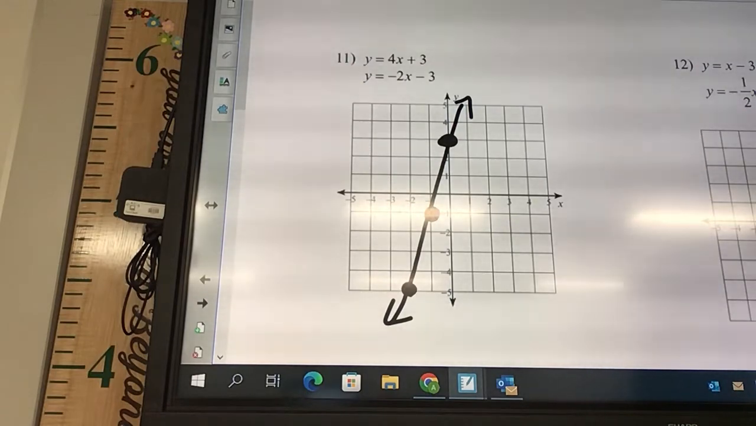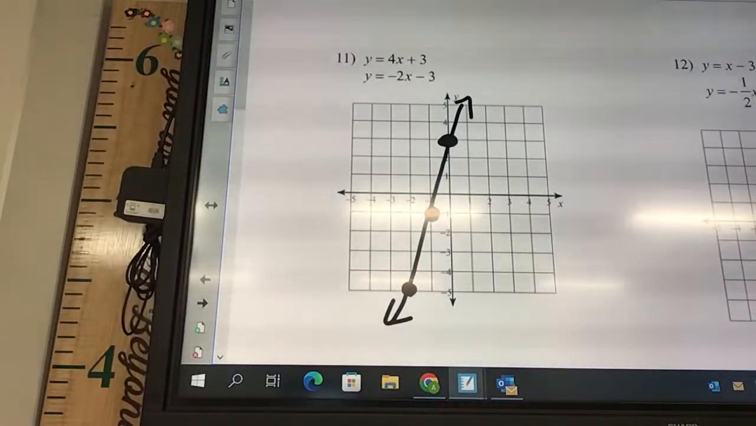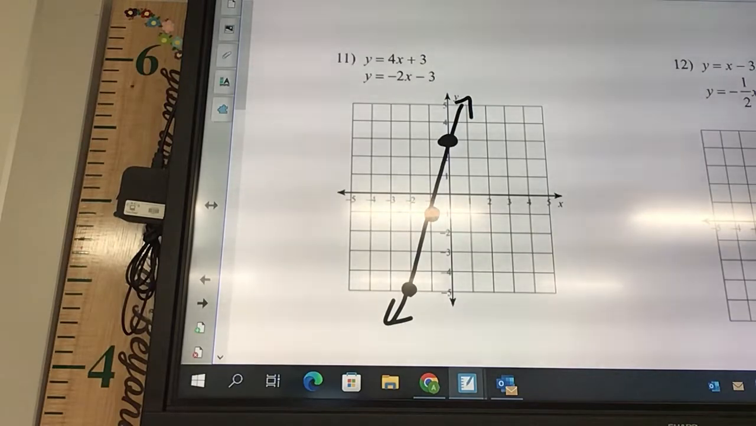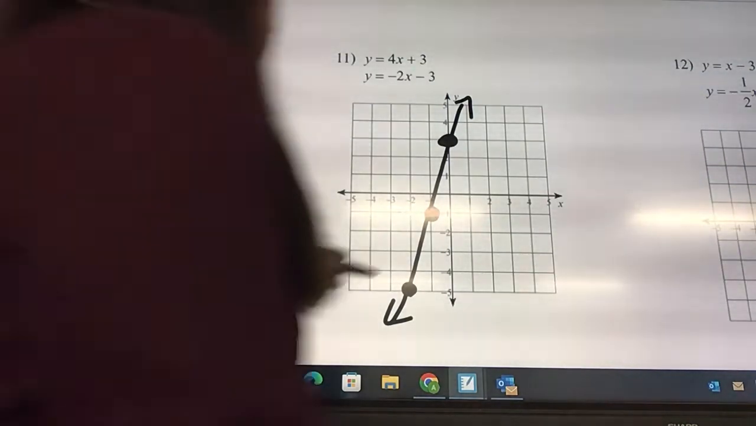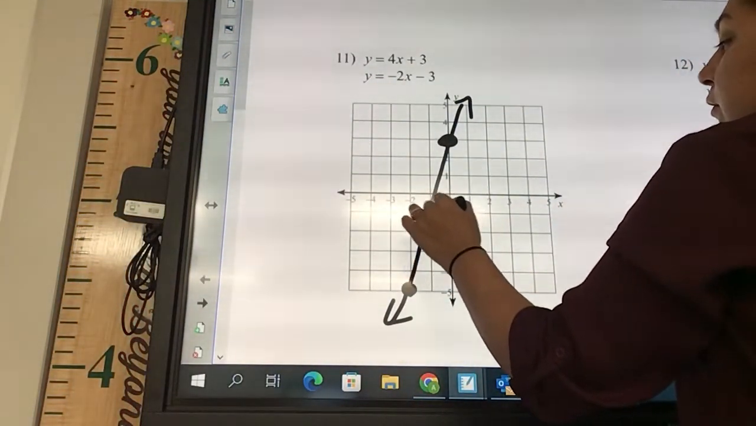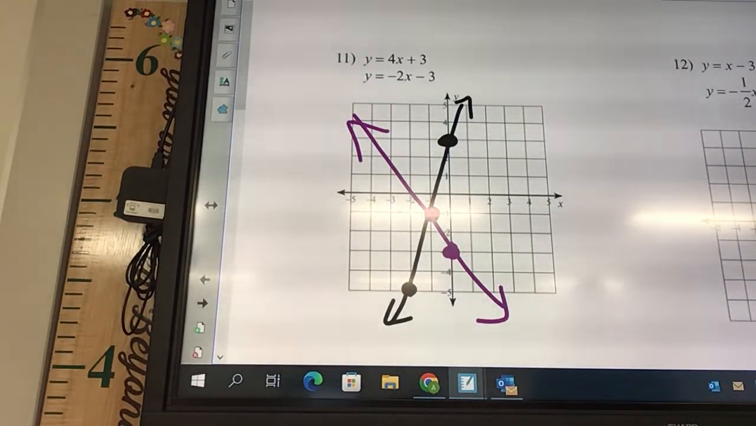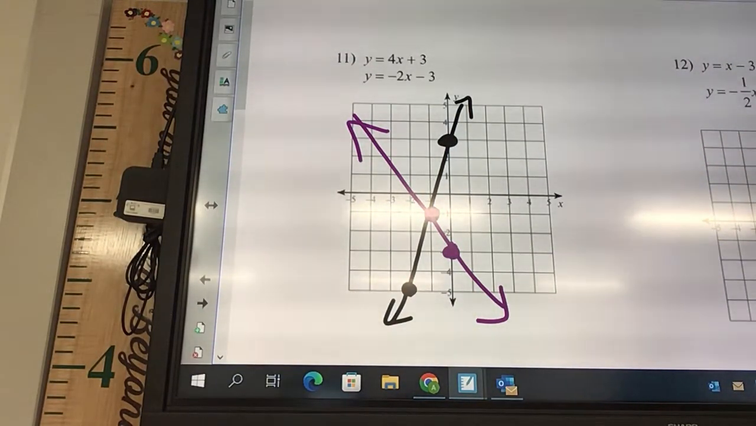Bless you. Okay, line 2. Where does it start? -3. And what is our slope? -2. So we're going to go up 2 over 1. Okay, take a second and think for yourself and write down what is that intersection point.